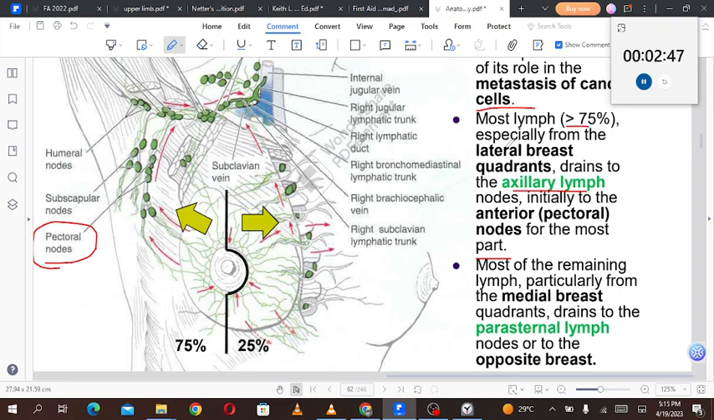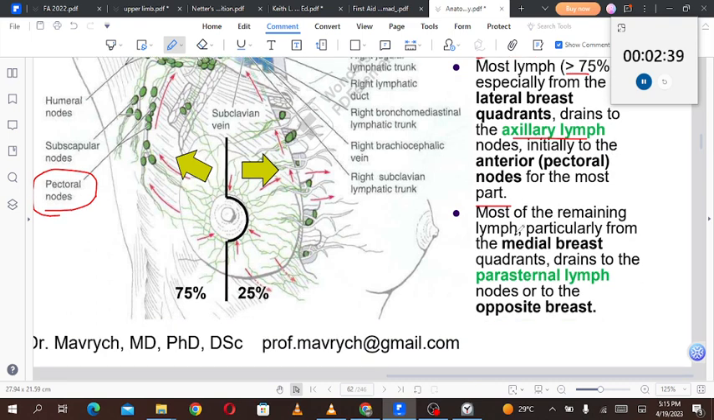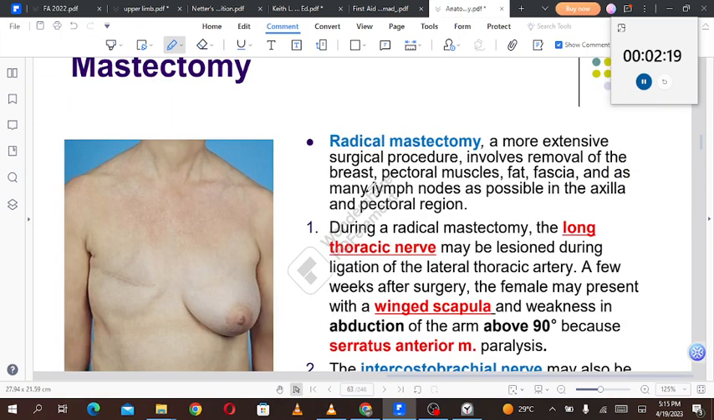So most lymph, 75%, especially from the lateral breast quadrant, drains to the axillary lymph nodes, initially to the anterior pectoral nodes for most part, and most of the remaining lymph, particularly from the medial breast quadrants, drains to the parasternal lymph nodes or to the opposite breast. So from the medial breast, it can go to the parasternal lymph nodes or to the lymphatic drainage of the opposite breast as well. So 75% is drained to the axillary lymph nodes, and 25% is drained to the parasternal nodes or the opposite breast.